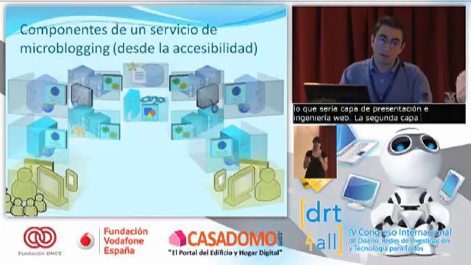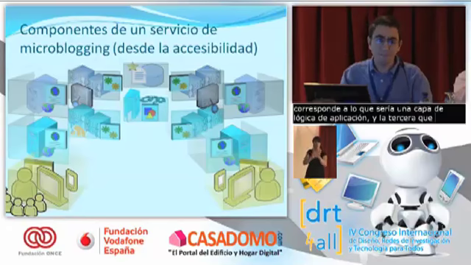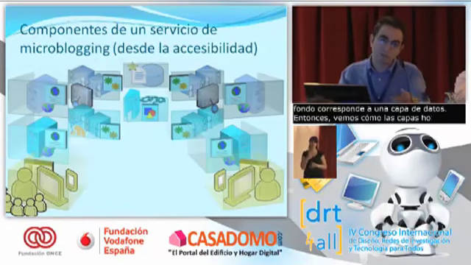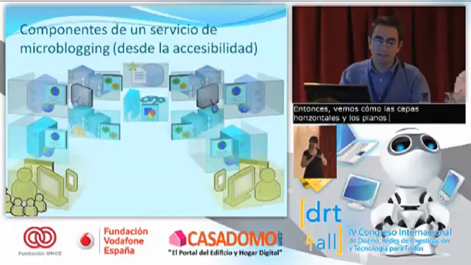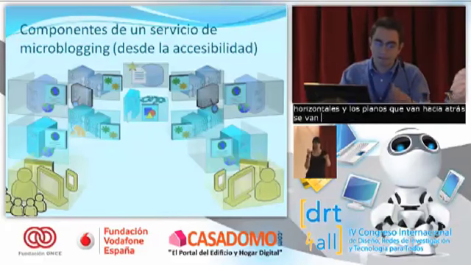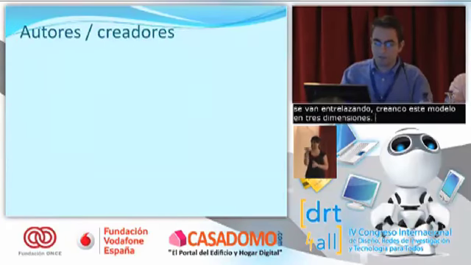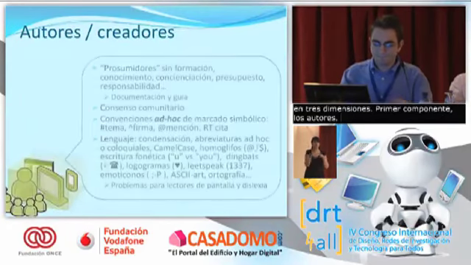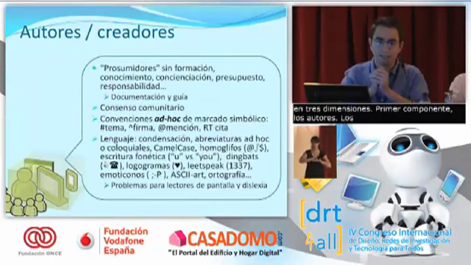The second layer has to do with application logic, and the third layer is a data layer. And we see how the horizontal layers and the plans in the background are intermixed with this 3D map. So first of all, the authors, the users. The authors, this is the first layer.